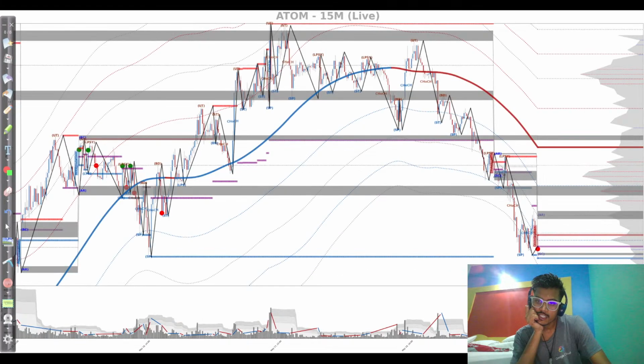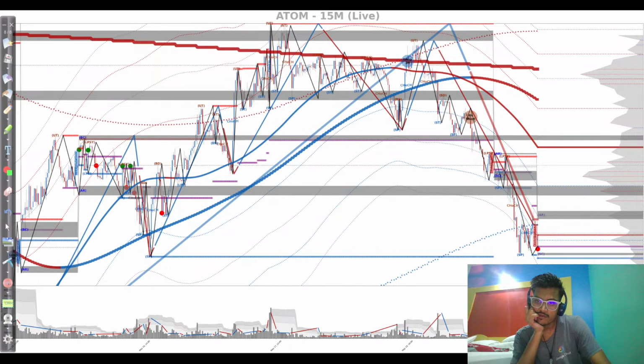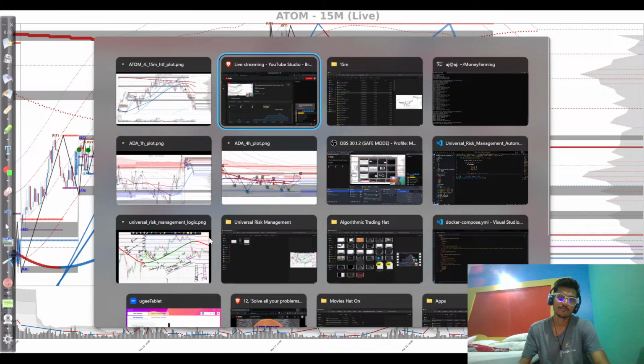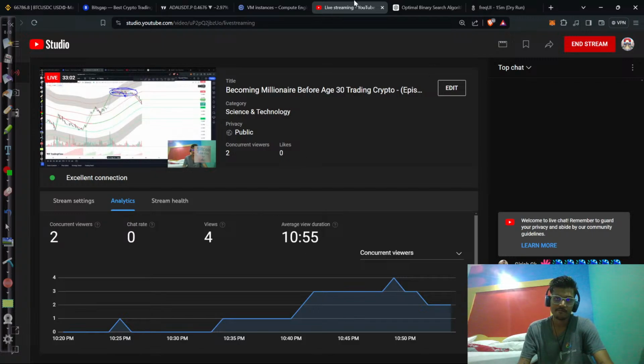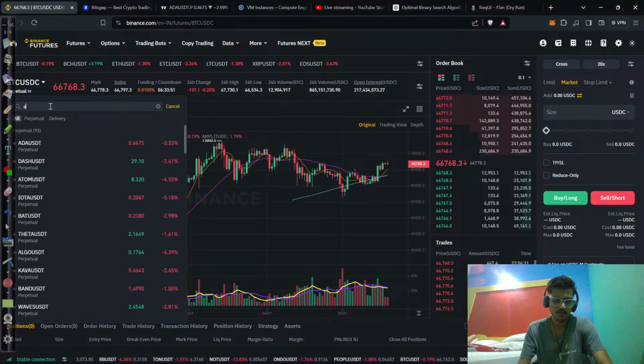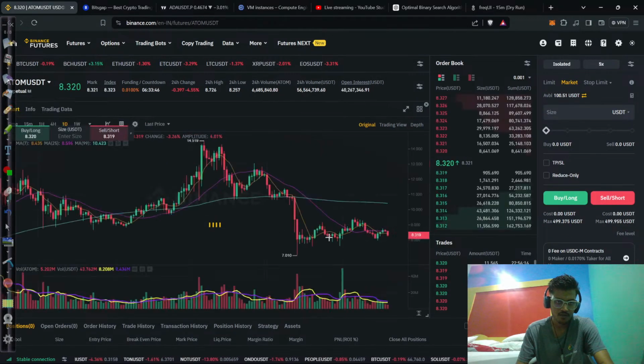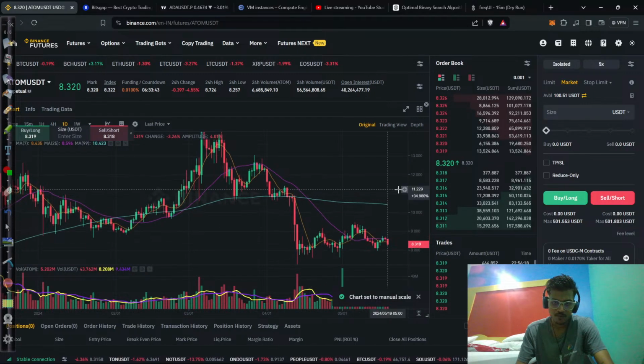On Atom, it's already very much extended there. I think I can take a long trade there. It's very much extended, so price is gonna go up on Atom. So let me take a trade on Atom and let's see what happens. Atom USDT, I'm gonna take a long trade on this one.